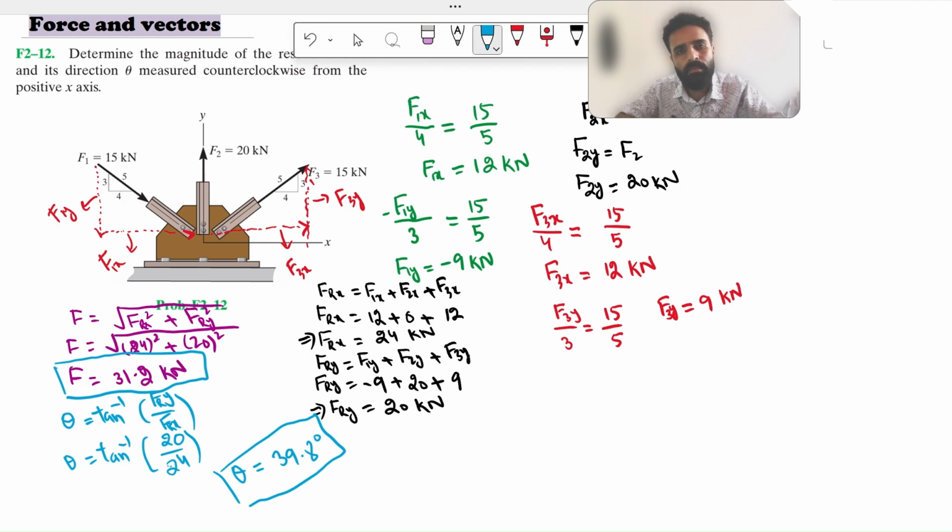I hope in this video lecture you found how to calculate the value of the resultant force and its direction. It was very easy because we already calculated the resultant force and its direction in the previous lecture too. But here we have only the two similar triangle techniques. We applied that and we got the value of the resultant force and its direction.